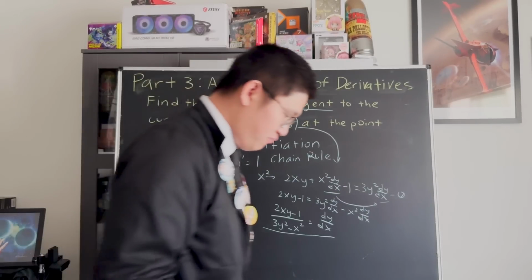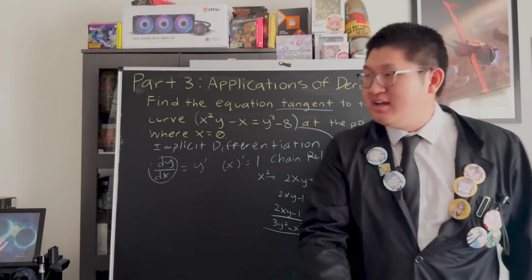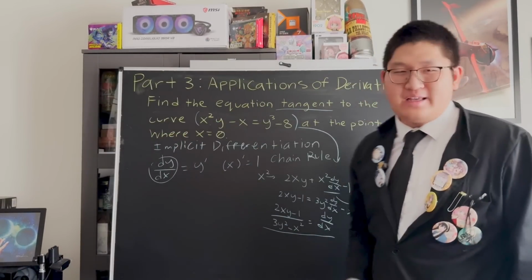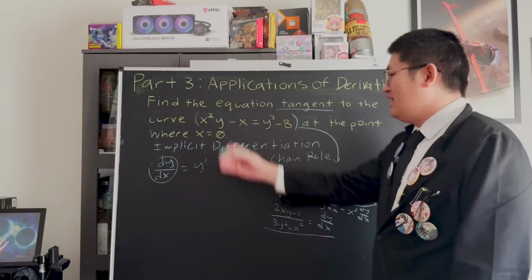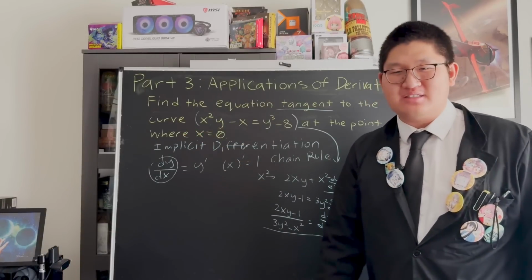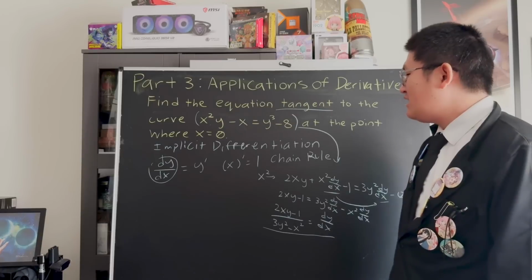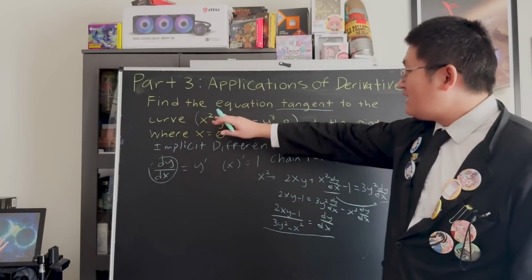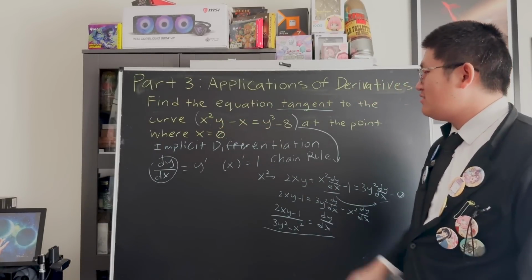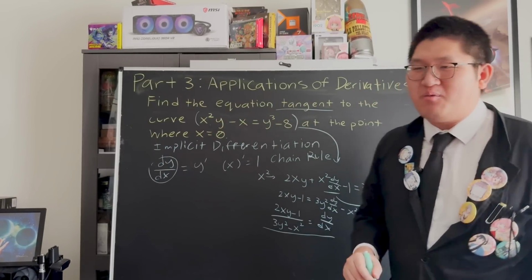Oh, but what have we almost forgotten? That they did not even give us the y coordinate for this point. They only gave us the x value instead. Well, looks like we need to go take one more step ahead and plug in for x being equal to 0 so that we can find that y value.